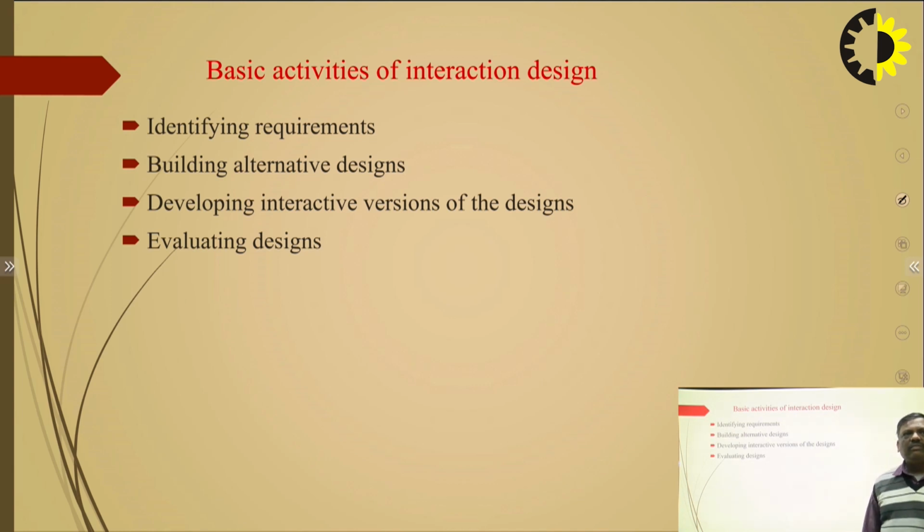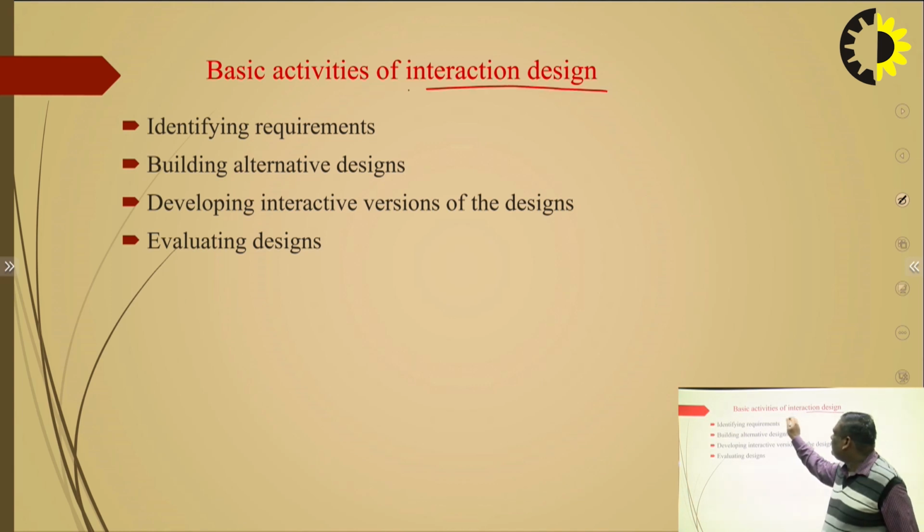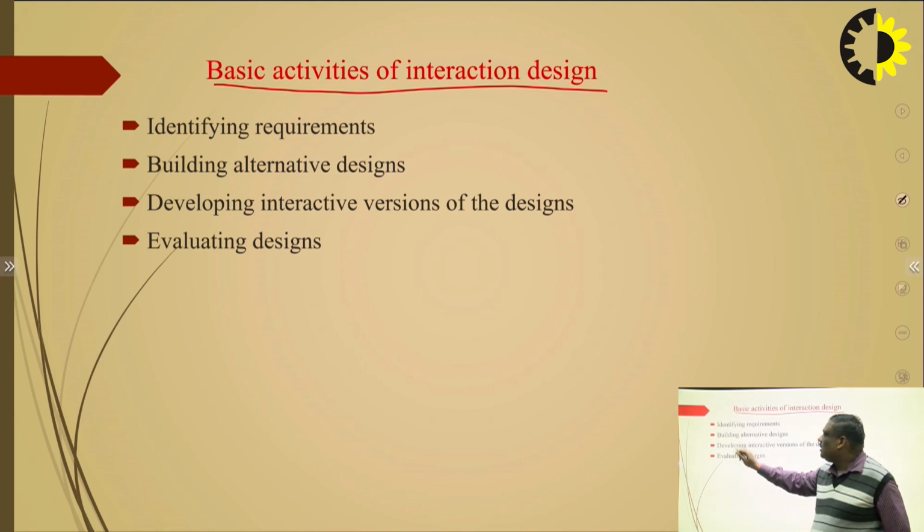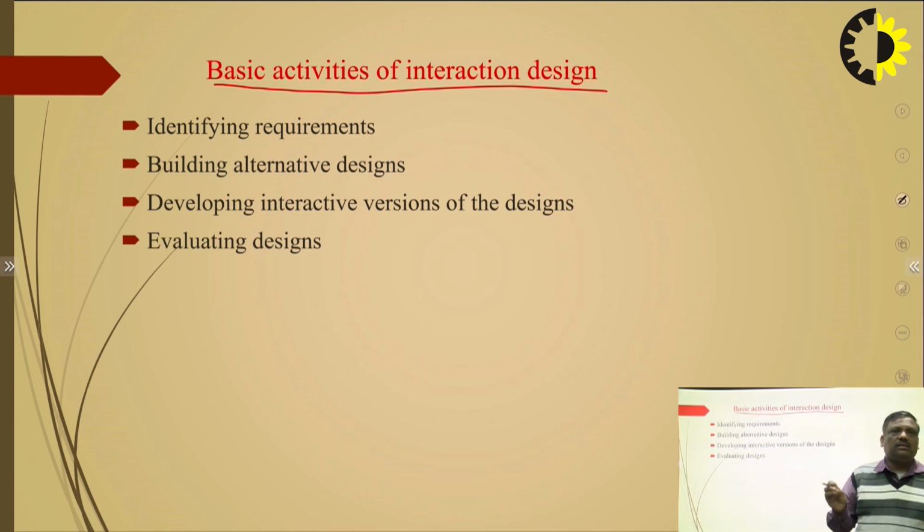Basic activities of interaction design, that means identifying the requirement. Whether this one is correct or not. Whether this one is feasible or not. Building alternative design. If any alternative design is possible, then we create an alternative and give it to the users and ask for any suggestions.